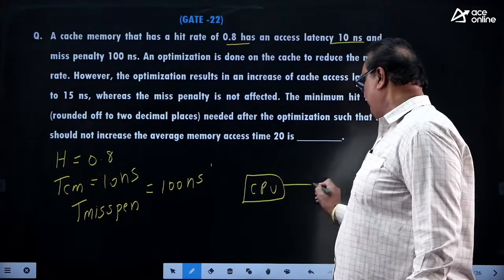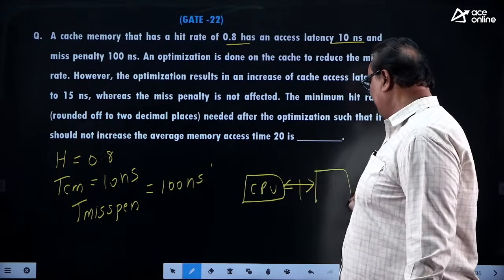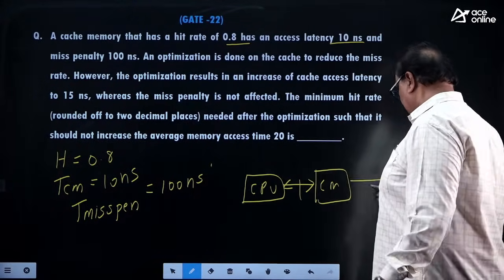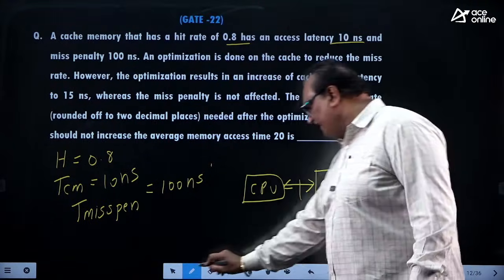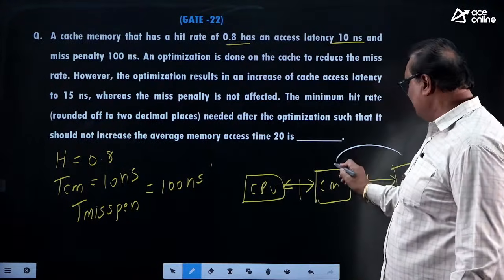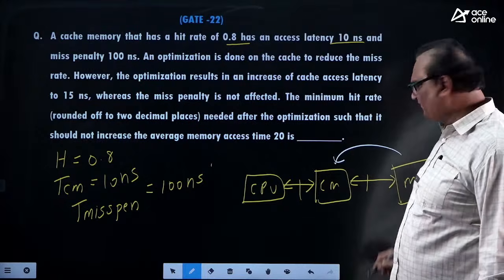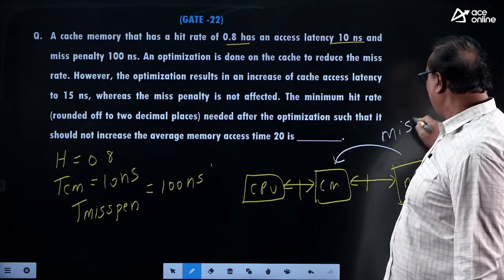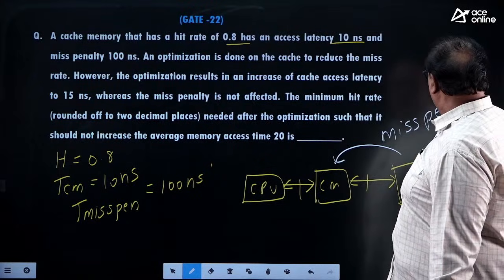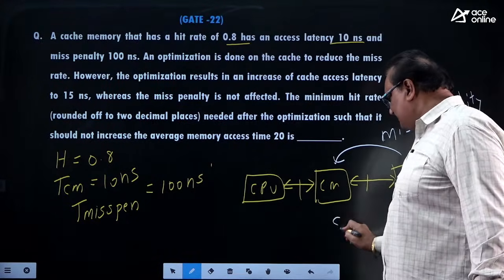CPU, let this be the cache memory, let this be the main memory. What is the miss penalty? Be dedicated in this. Miss penalty means the amount of time needed to transfer a word from main memory to cache memory, nothing but miss penalty. When miss penalty is given, you should consider series connection.